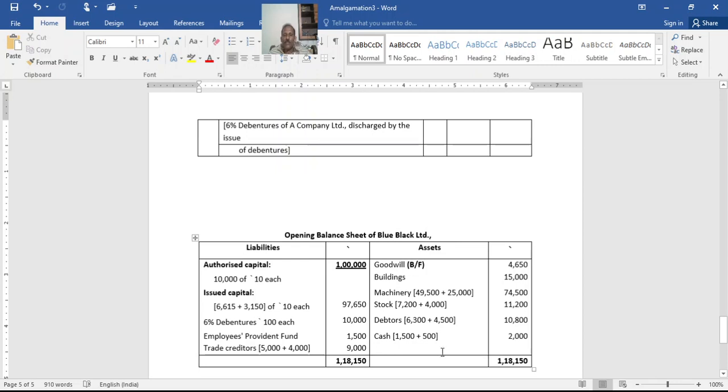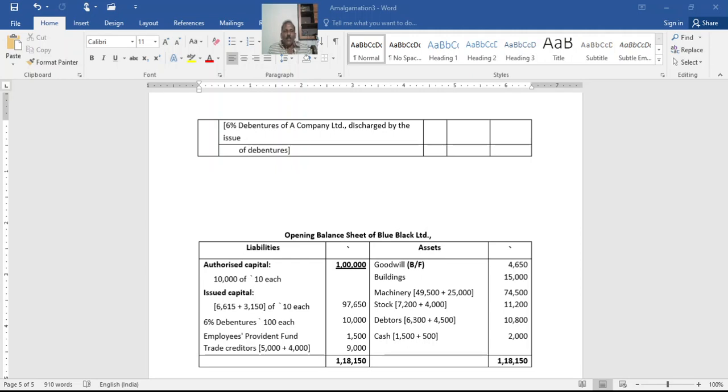The balance sheet of the new company, that is Blue Black Limited, opening balance sheet. Horizontal form, as I said. First one, share capital: authorized, given 10,000 shares of 10 each, 1 lakh, underline it. Issued, called up and paid up, that is 97,050. It is there in entry number 2, or you can show the calculation here again. Then better to show that.